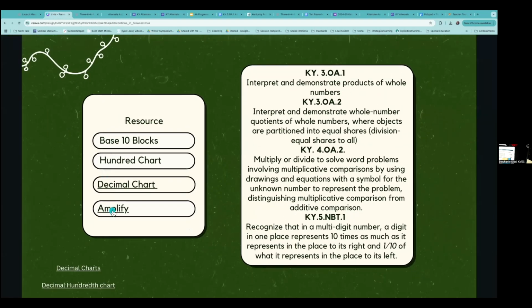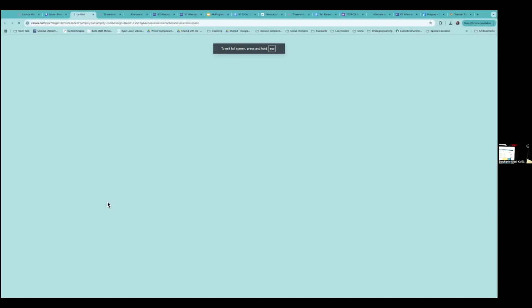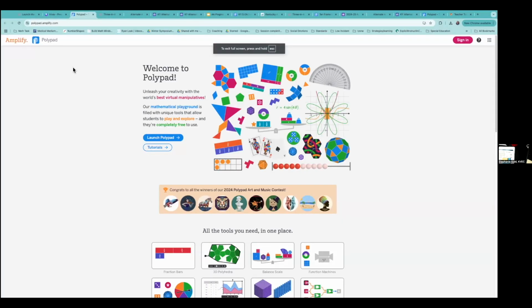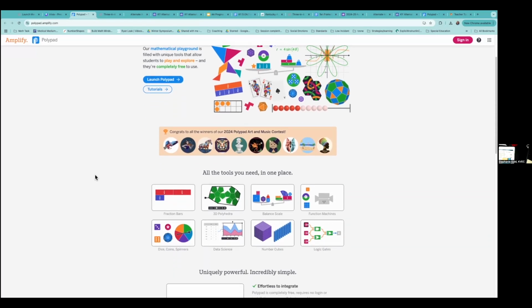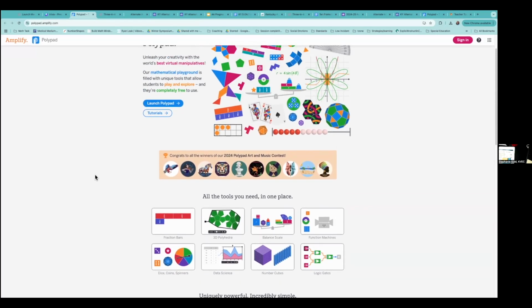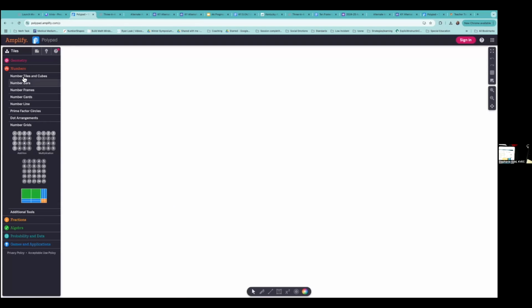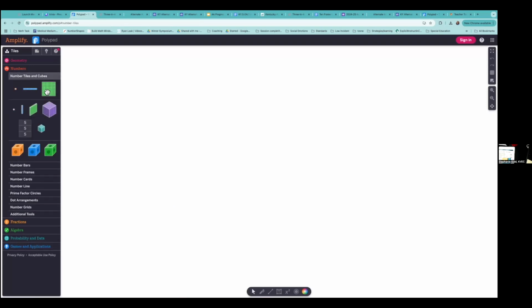alternate, which is Amplify. I'm going to go into it real quick because I love Amplify. And so some people have already used it. It's a wonderful resource. You have all kinds of stuff here. It just launched the PolyPad. Inside the PolyPad, you'll see that you have number tiles, which is our base 10 blocks. This can be your 1, right? And then you can have the kids actually lay on top of it, each one of those, and it changes the color, which is wonderful, as you can see.